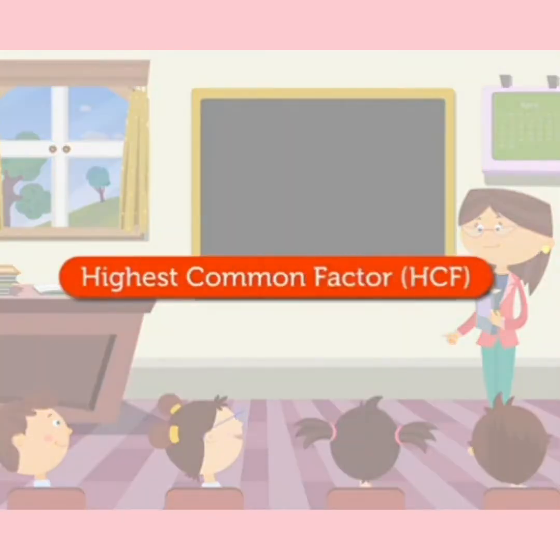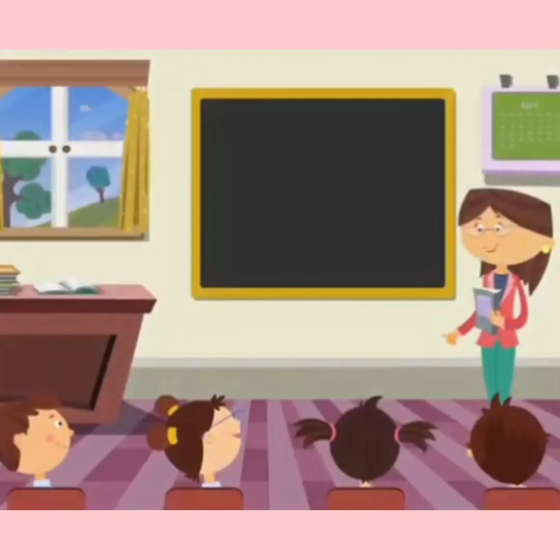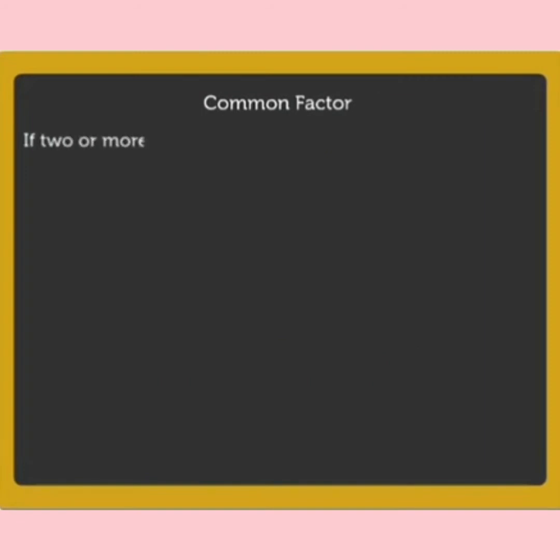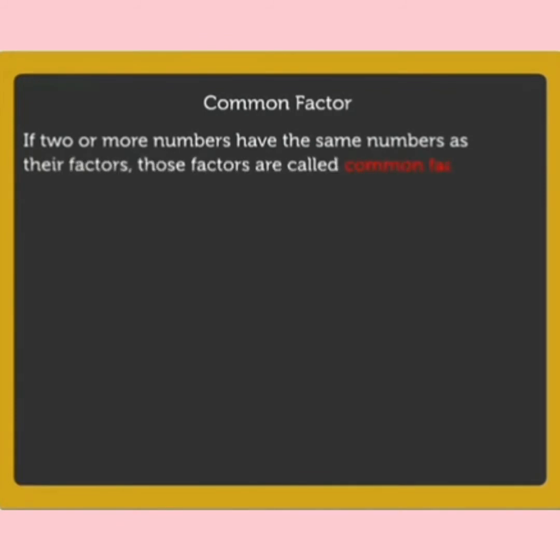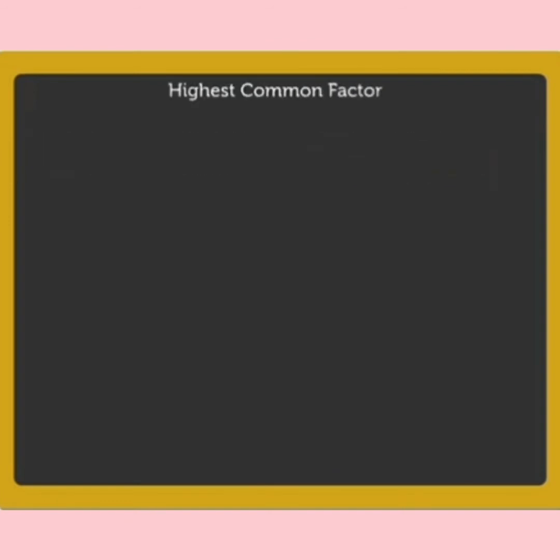Learn about the highest common factor, also called HCF. We have already studied factors. Now let us understand the meaning of the term common factor. If two or more numbers have the same numbers as their factors, those factors are called common factors. Now let us see what we mean by the highest common factor. To understand it in a better way, let us solve an example.